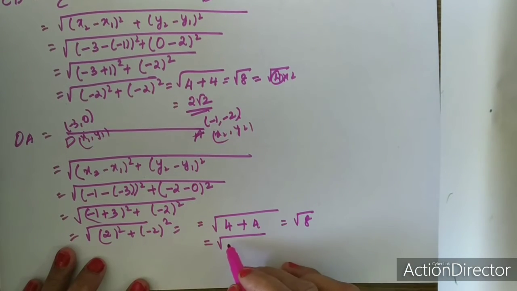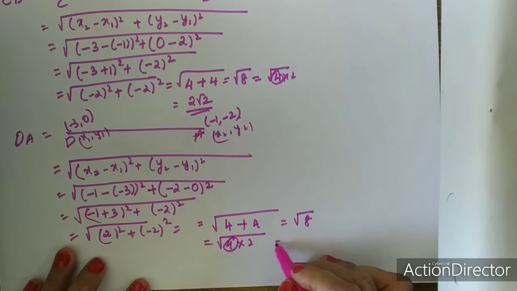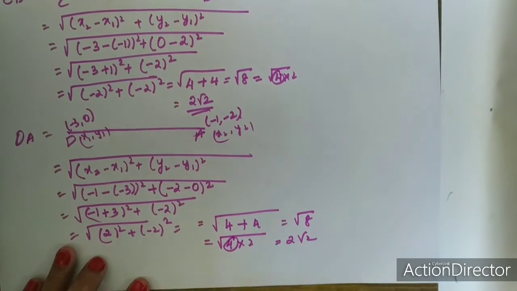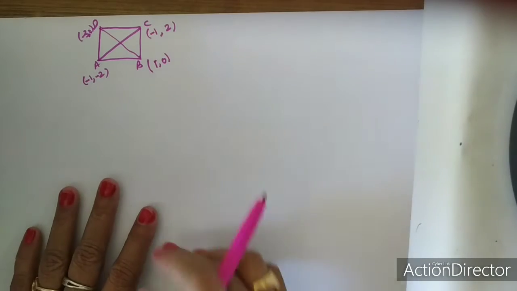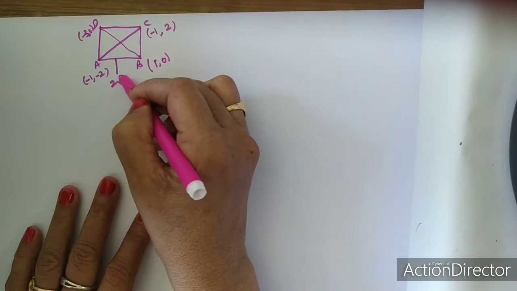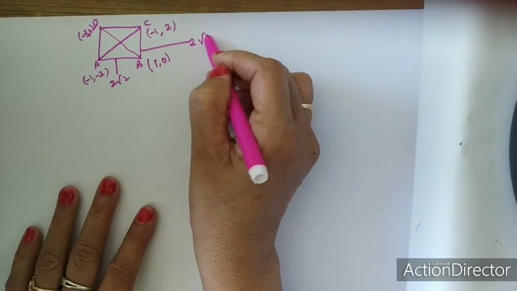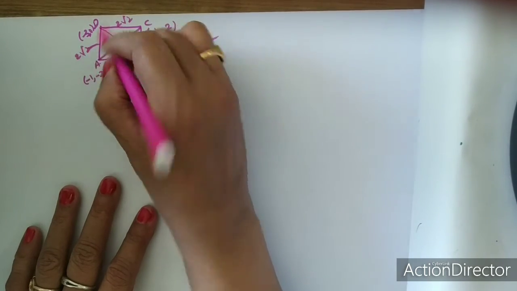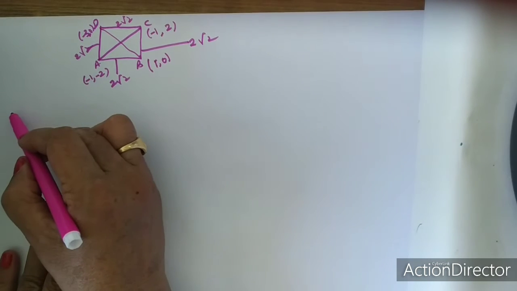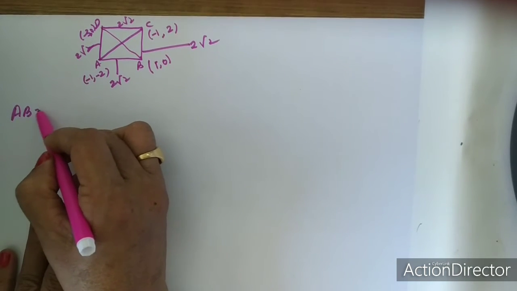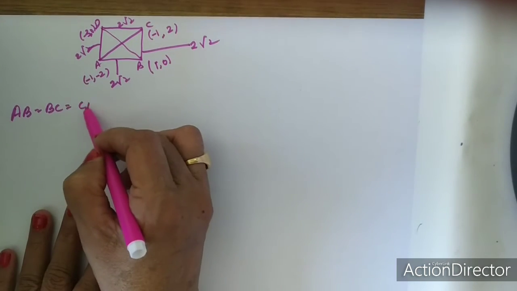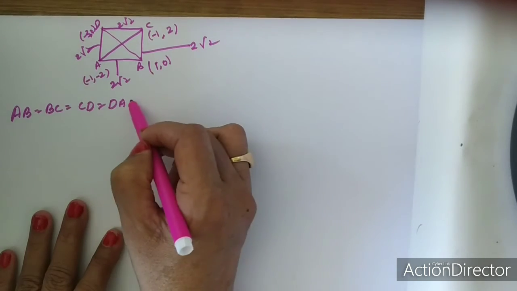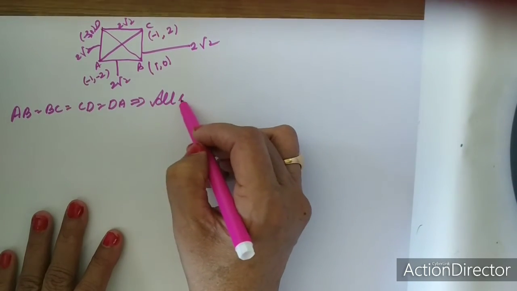Root 8 can be written as 4 into 2. Square root of 4 is 2, so again it is 2 root 2. Now we calculated AB as 2 root 2, BC as 2 root 2, CD as 2 root 2 and DA is also 2 root 2 units. So we came to know that AB is equal to BC is equal to CD is equal to DA, which implies all sides are equal.